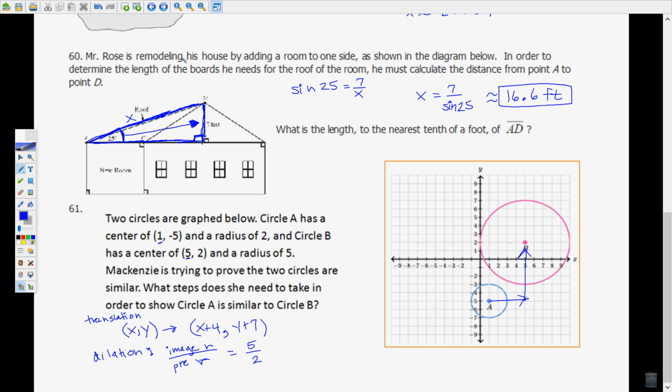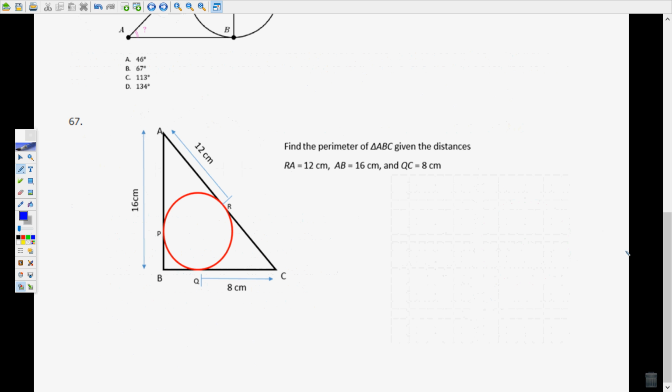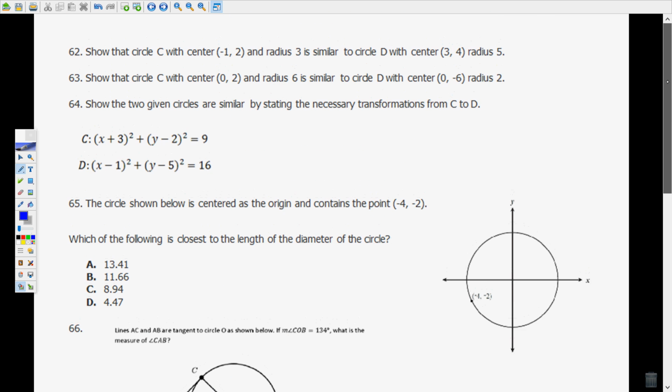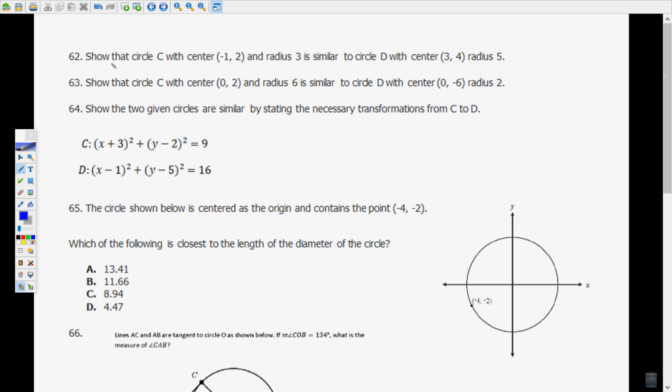Now, you're going to be using this on these next few questions, so be ready, and I'm going to try to go faster because I don't want us to be here forever for this video. So show that circle C with center -1, 2 and radius 3 is similar to circle D with center 3, 4. So you're going to do the same thing. This time we don't have a picture.